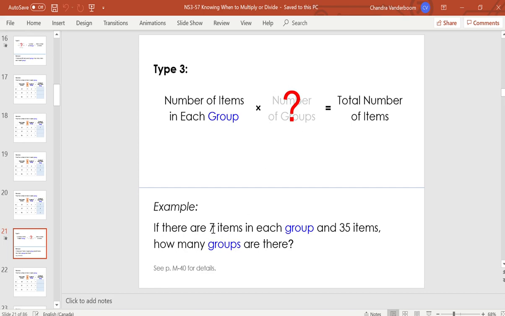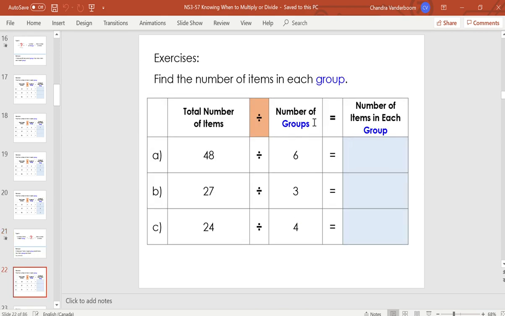For example, if there are 7 items in each group and 35 items altogether, how many groups are there? Well, you see that again, we know our total number of items. When we know our total number of items, we want to do division because we can start with our total number, the biggest number. So let's see.